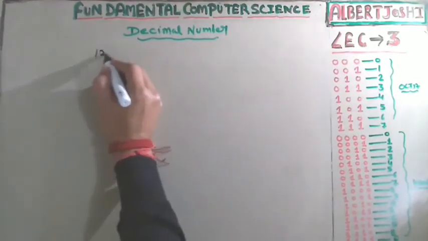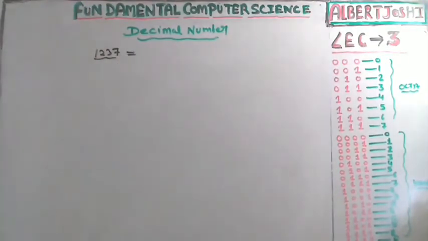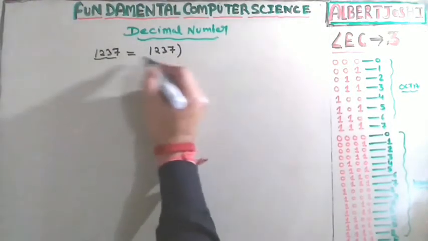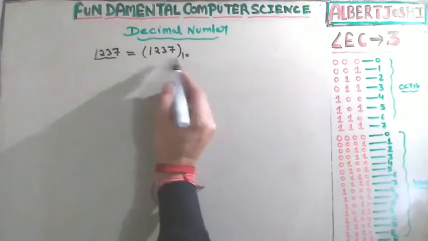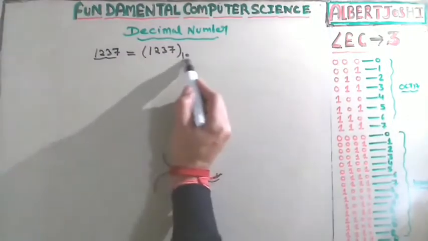Suppose you have the number 1237. How do we represent this number? Its representation is this. This is the real representation of a decimal number, and you will always write it like this. Whenever you write 10, it means this is a decimal number, because the base is 10.